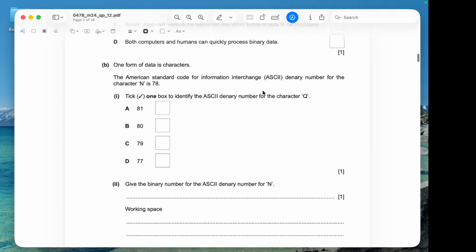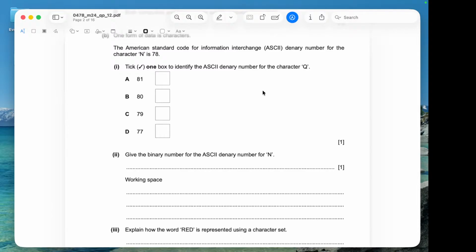Okay, so then it says here, give the binary number for the ASCII denary number for N. So basically, what is 78 in binary? And if they don't say, always do 8 bits.